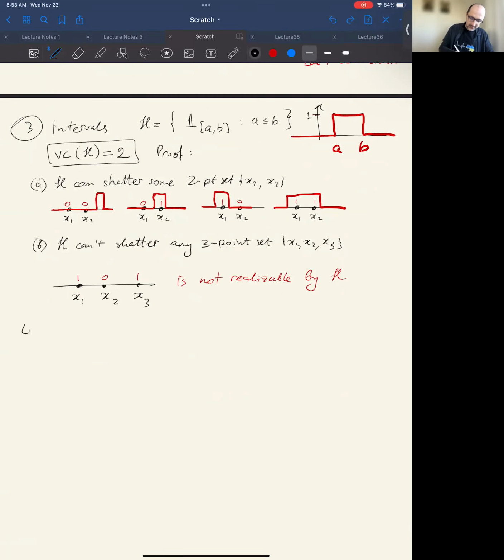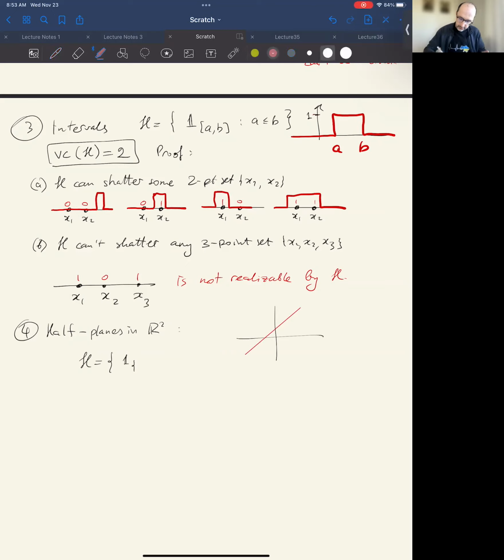Let's go over examples. We still have 4 examples left. Half planes. Now we go a little bit higher than dimension 1. Half planes in R2. H is, well, basically it's this. It's easier to put it on the picture than to write the definition of it. It's a function that takes value 1 on one half plane and 0 on the other half plane.